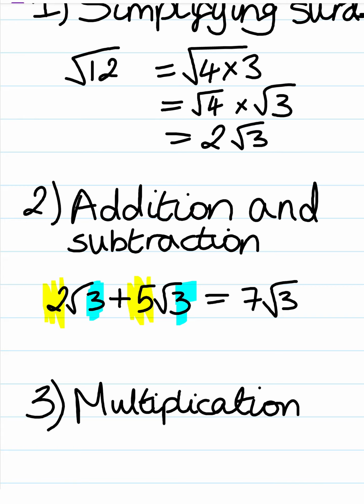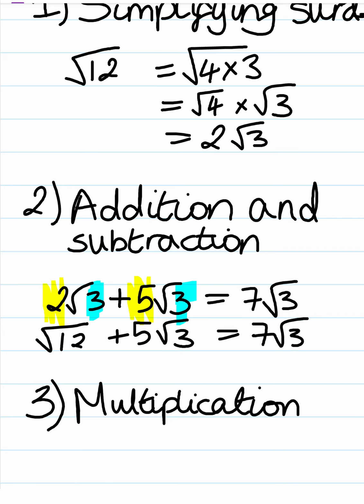Sometimes you might need to simplify it. For example, if we had the square root of 12 plus 5 root 3, this would give us the same answer because, as we saw above, the square root of 12 is equal to 2 square root 3. However, if the base number is not the same, you cannot add and you cannot subtract.